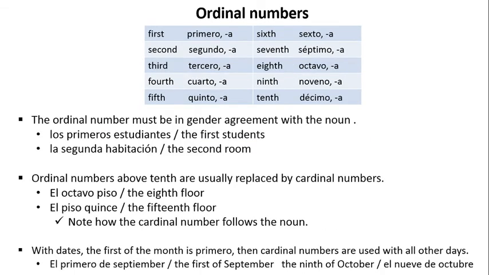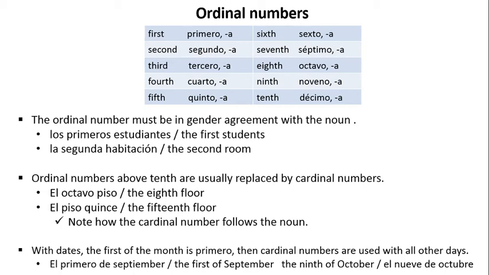Now here we're going to discuss ordinal numbers. Let's go through this table, starting with first. First is primero, then segundo, tercero, cuarto, quinto, sexto, séptimo, octavo, noveno, décimo.